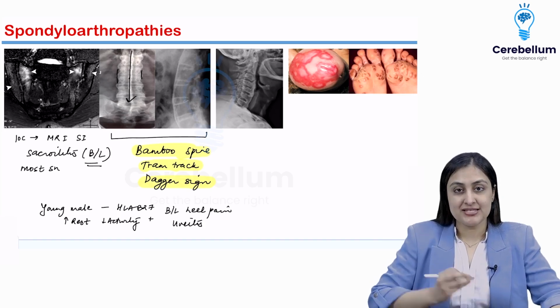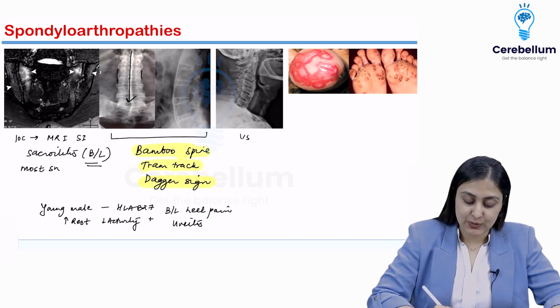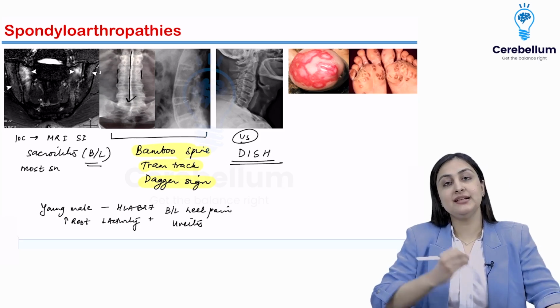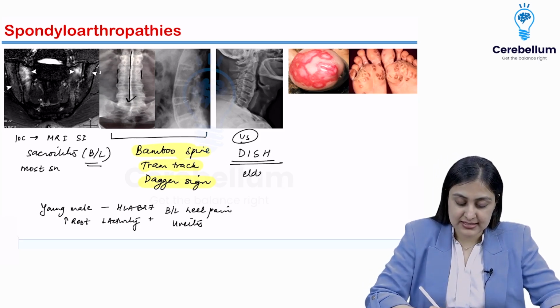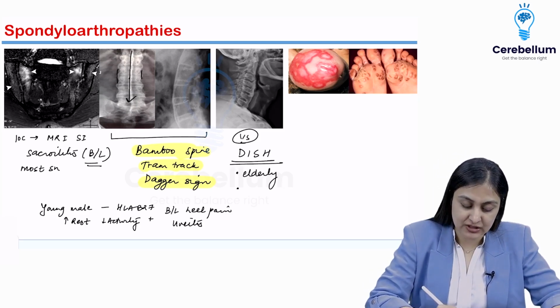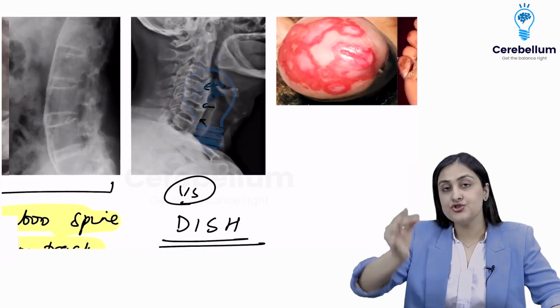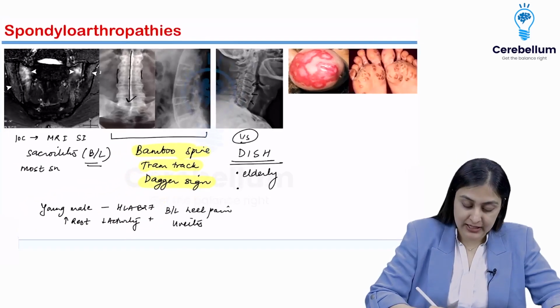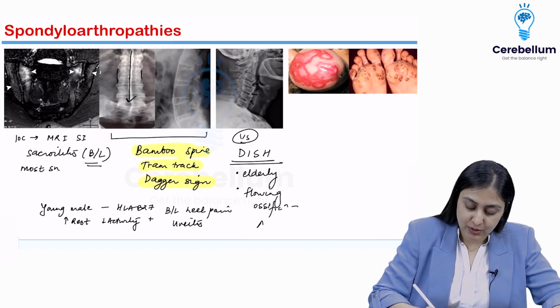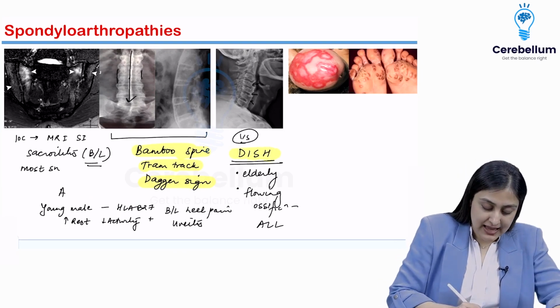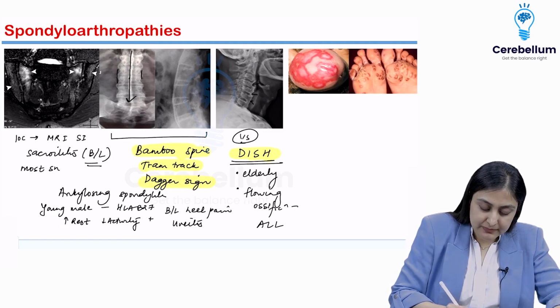What you want to contrast this ankylosing spondylitis with is DISH. DISH is diffuse idiopathic skeletal hyperostosis. So this is a disease seen in elderly. This is an AIIMS question, and what you have is just along the ALL, anterior longitudinal ligament, you have this flowing ossification. So flowing ossification along the anterior longitudinal ligament is DISH. Alright, so DISH versus ankylosing spondylitis is what we want to remember.